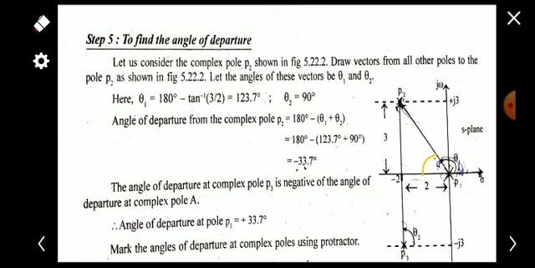So that is the angle of departure, and after that we have to find the crossing point on the imaginary axis. For finding the crossing point on the imaginary axis, we have to consider the characteristic equation again, and substitute s equal to j omega, and we will get the equation as minus j omega cube minus 4 omega square plus 13 j omega plus k is equal to 0. After that we have to equate the coefficients of the imaginary parts to 0. That is minus omega cube plus 13 omega is equal to 0.